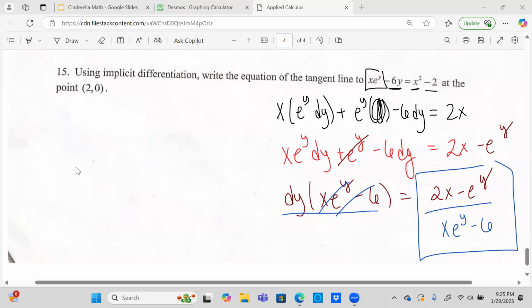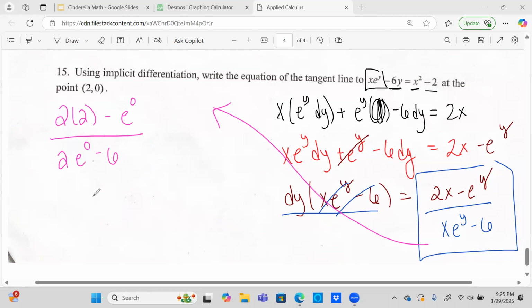So everywhere you see an x, let's put a 2. I'm going to come over here and work in pink. And everywhere you see a y, let's put a 0. Anything to the 0 is 1. So this is going to be 4 minus 1. And that's going to be 2 minus 6. So we're talking 3 over negative 4 or negative 3/4. You can put your negative wherever. That is your slope, right? When you input your values, that's the slope of the tangent line.